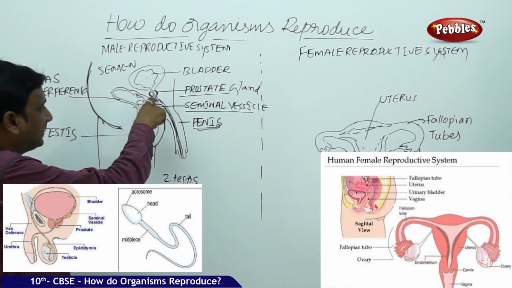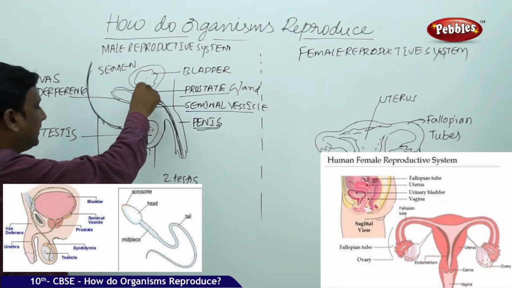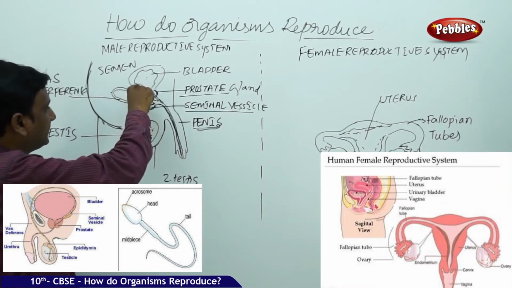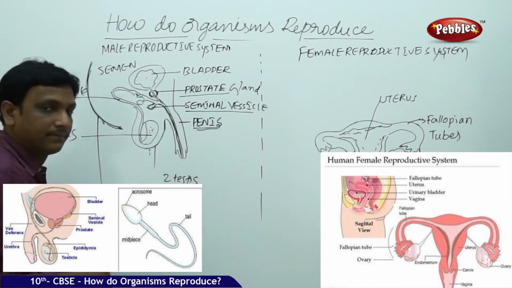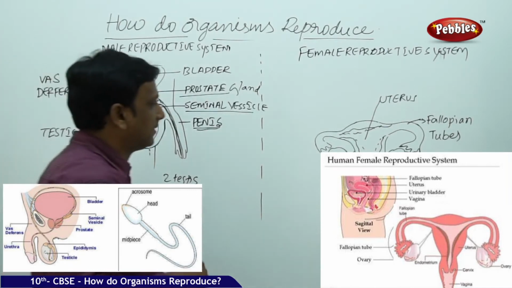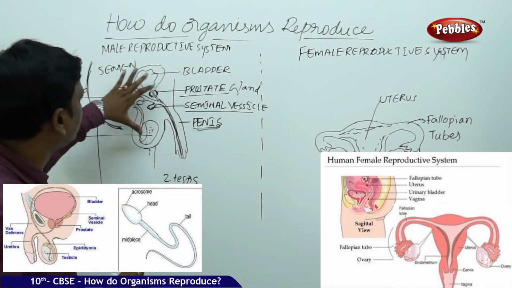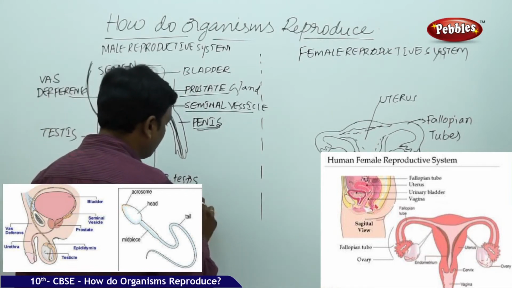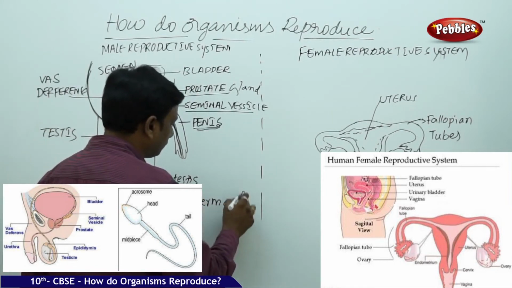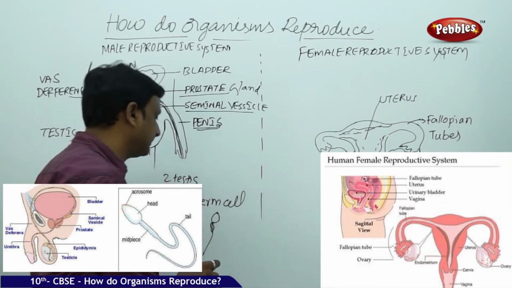So here the semen is added, and these male gametes that are produced in the testis, which are passed through the vas deferens, and which are nourished by the semen from the seminal vesicles, pass through the penis and enter the female reproductive system. So these are the various parts of the male reproductive system that help in the production of male reproductive cells, that is, the sperm cells. The sperm cell will have a head, middle piece and a tail like this.